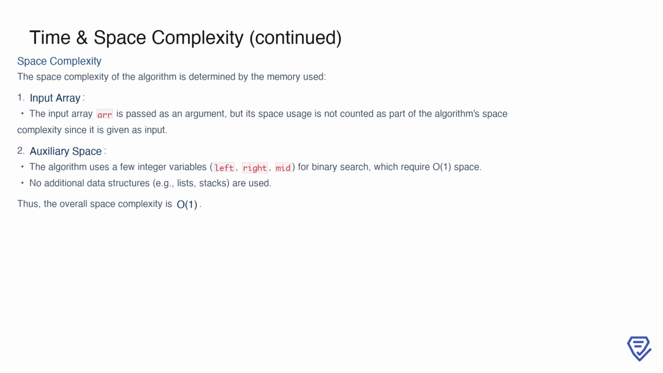The space complexity of the algorithm is determined by the memory it uses during execution. First, the input array ARR is provided as input, but since it is external to the algorithm, its size does not contribute to the algorithm's space complexity. Next, the algorithm uses only a small number of integer variables such as left, right, and mid to manage the binary search. These variables require a fixed amount of space, which is O(1). Furthermore, no additional data structures like lists or stacks are used in this approach, meaning the algorithm does not allocate any extra memory dynamically. As a result, the total space complexity of the solution is O(1), making it highly efficient in terms of memory usage.